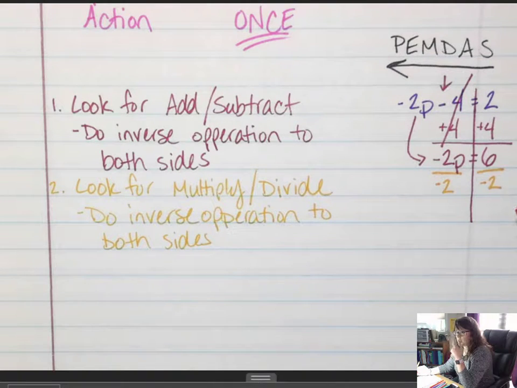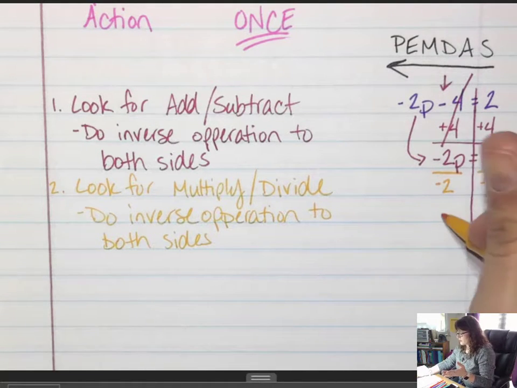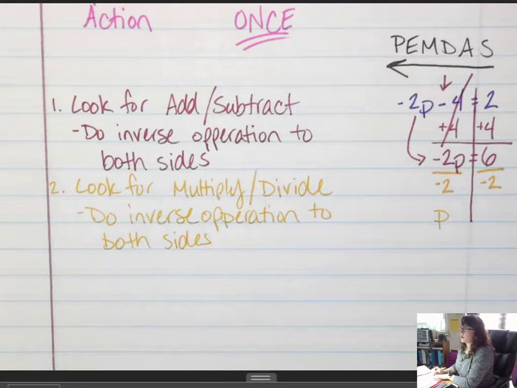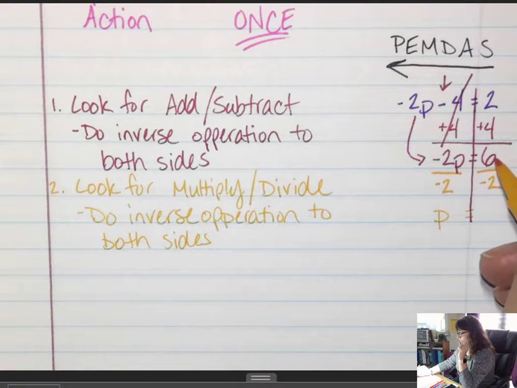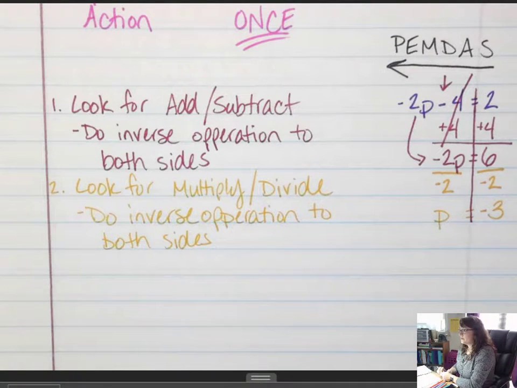We talked about that on Thursday, last week. Right, because it's by itself. It's like when I have 2p, it's 2p. If it's just 1p, it's just p. Like that is 1p. I don't put a 1 in front of it. So that's my goal. And then 6 divided by -2, that's -3 for p. Good.